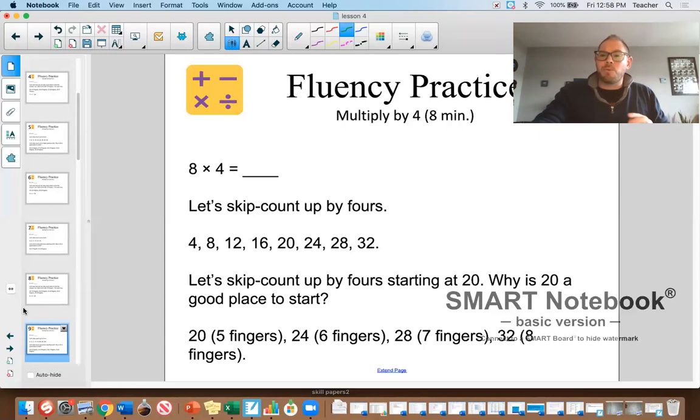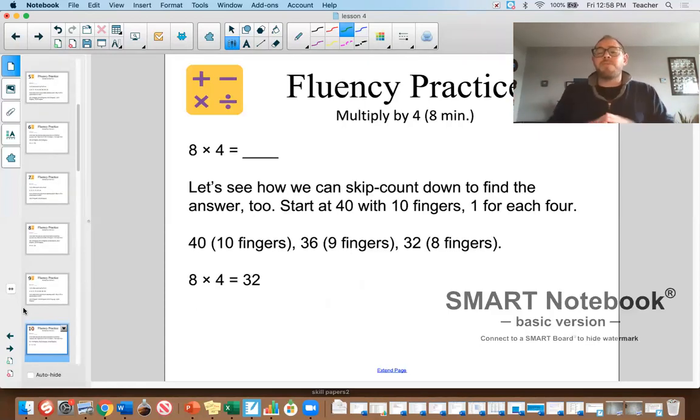Can you figure out what we're going to be doing next yet? We're going to be skip counting down from 40 to get to our 8 times 4. Say it with me. What's 8 times 4? 32. What's 8 times 4? 32. Well done, everybody. All right, let's start at our 40, and we're going to skip count down until we get to 32, which is our 8 fingers. So 40, 36, 32. I'm going to stop there because now I've got my 8 fingers.